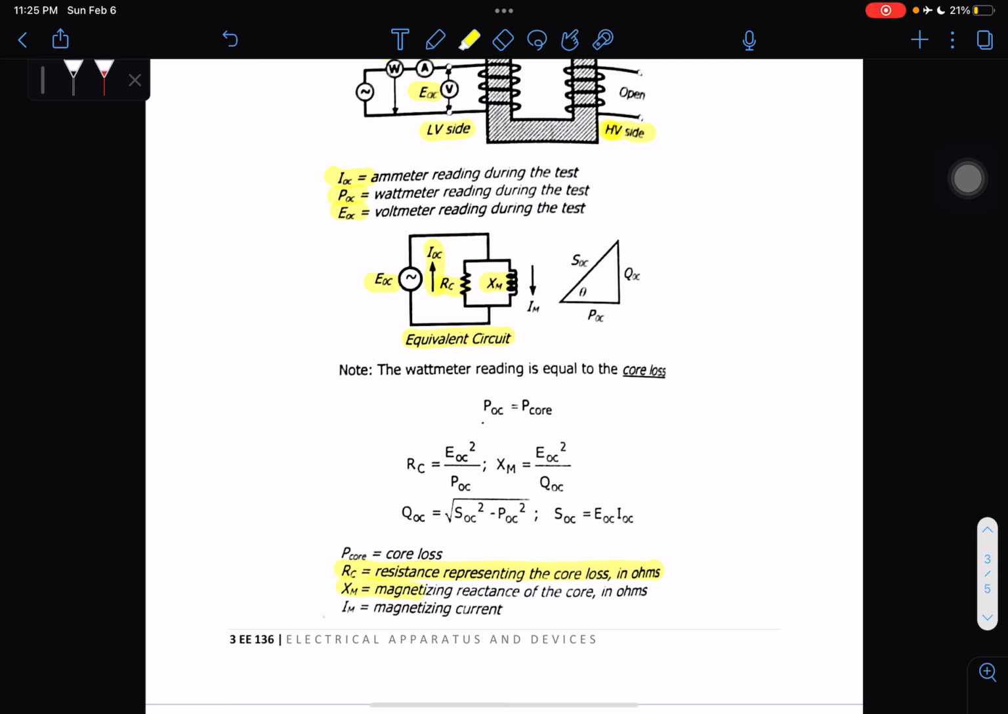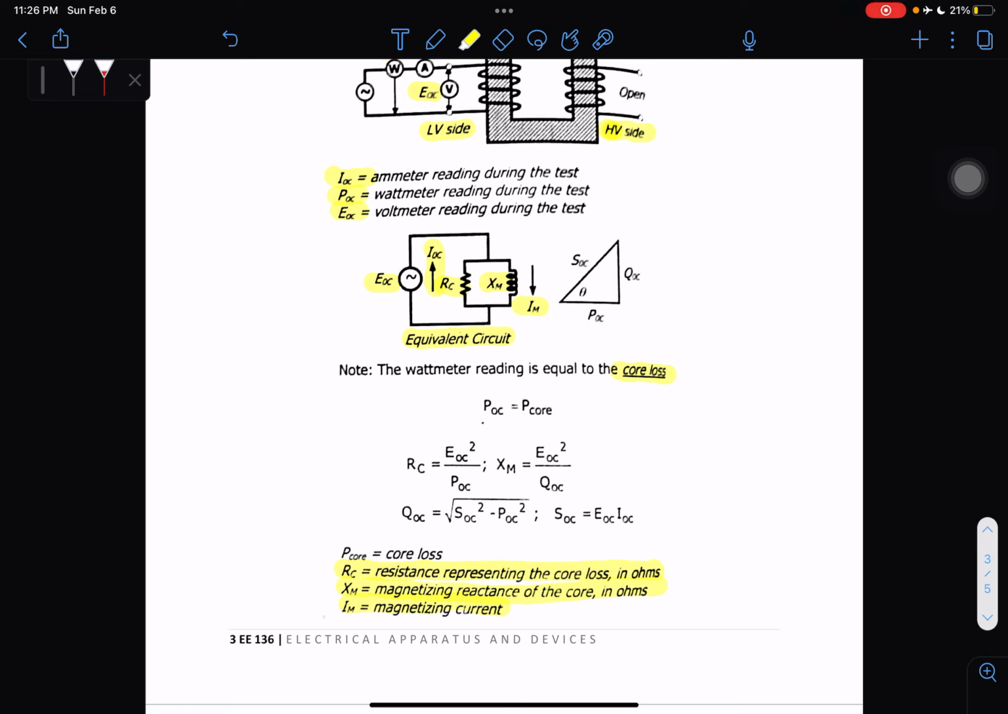And for our XM is the magnetizing reactance of the core. So same, in ohms gihapon na siya. And sa atuang magnetizing reactance, syempre naa say current na nagdagan. So ginatawag nga IM or the magnetizing current. So take note that the wattmeter reading is equal to the core loss. So kaning mga reading nato is kaning wattmeter. So unsa man ning wattmeter? Kaning POC. So equal na siya sa atuang core loss.